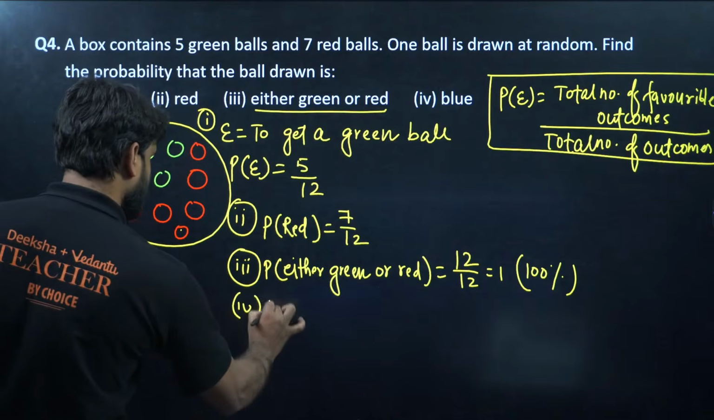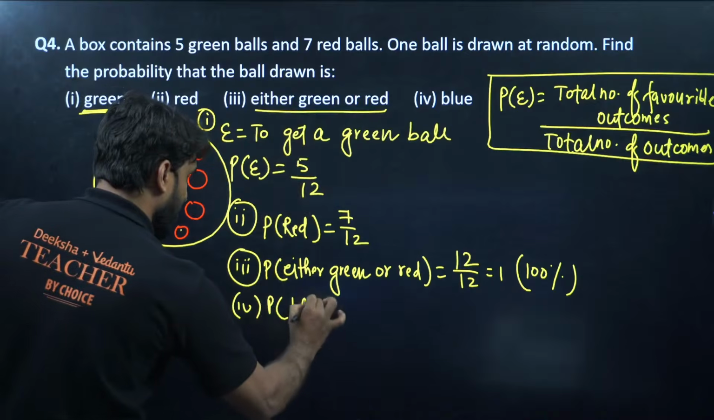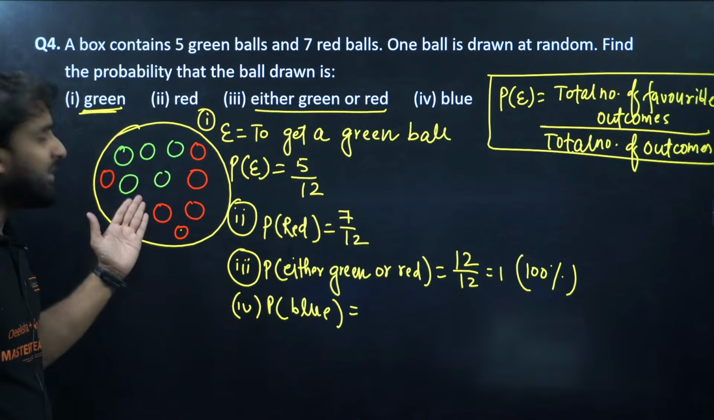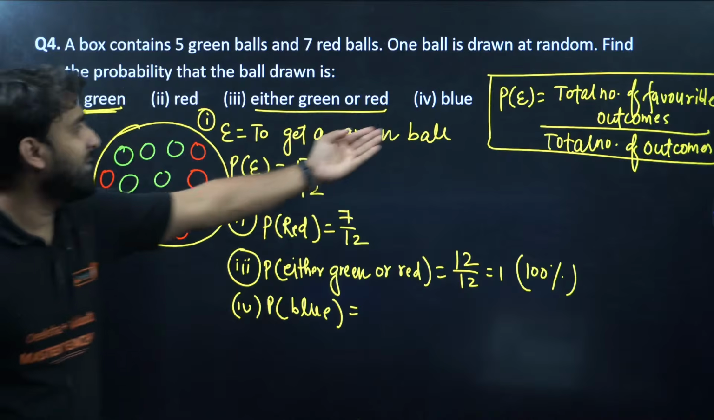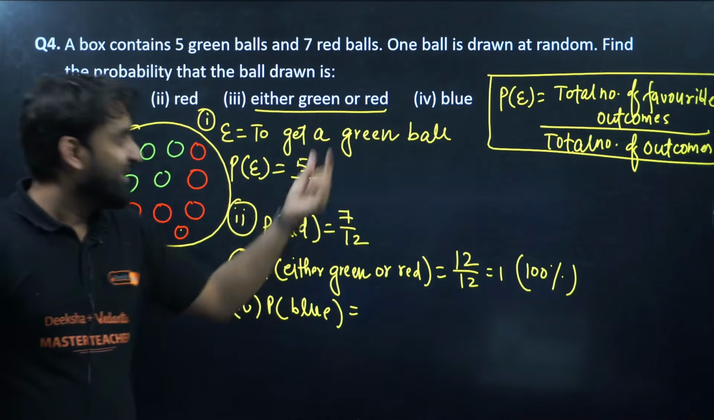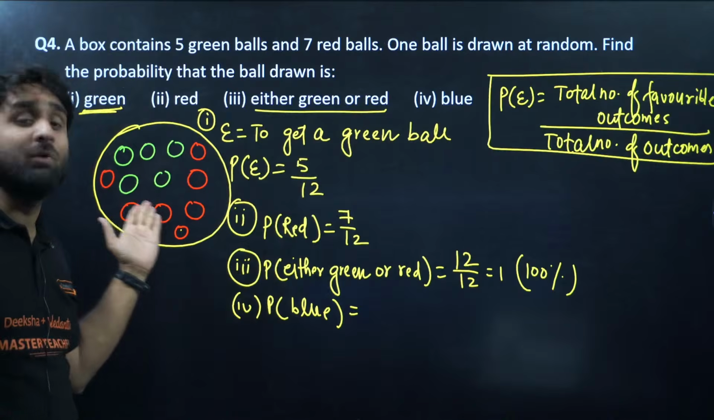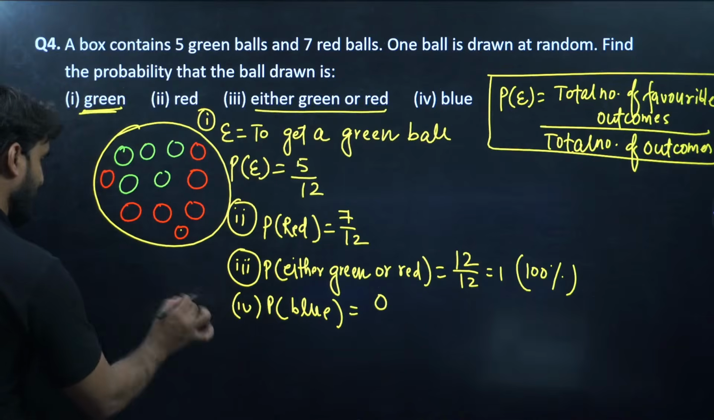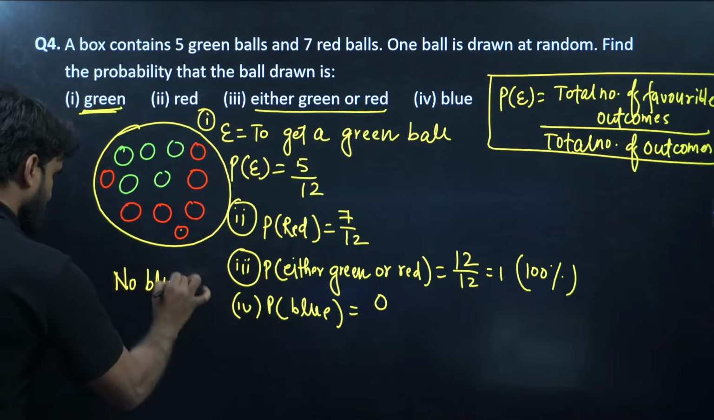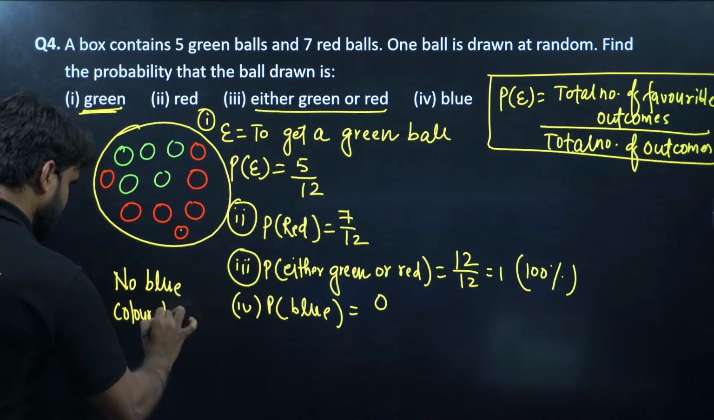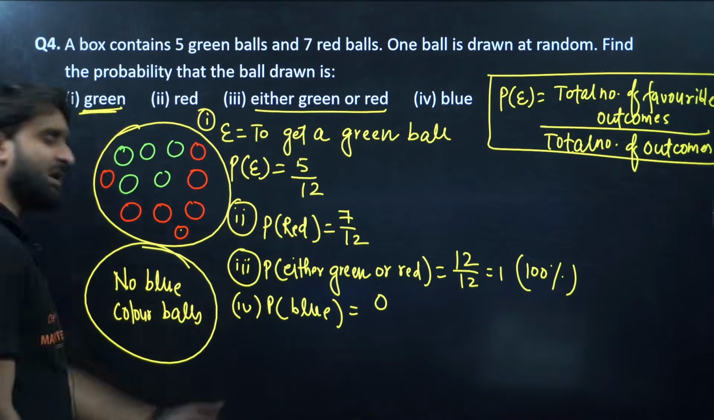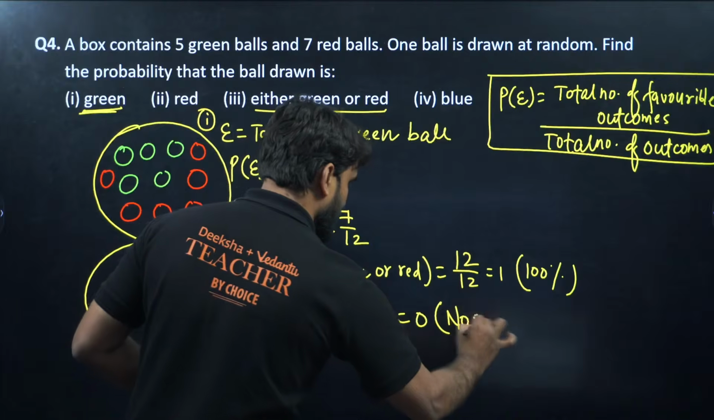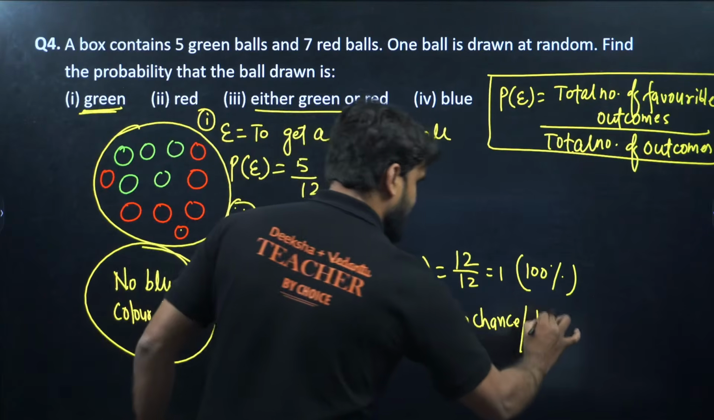Fourth is the probability of getting a blue ball. Oh my God, no blue ball is there. We only have red and green balls. So why are we bringing blue into the conversation? The blue does not even exist. So the number of favorable outcomes is 0. No blue color balls means 0 by 12, and 0 by 12 is equal to 0. No chance. This is called no chance, and we can say impossible.